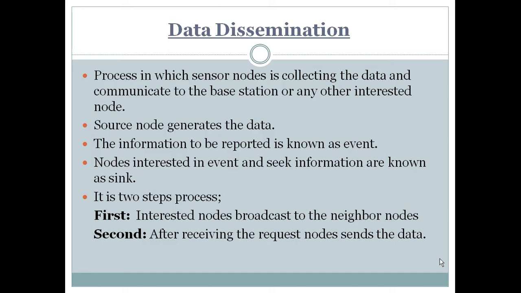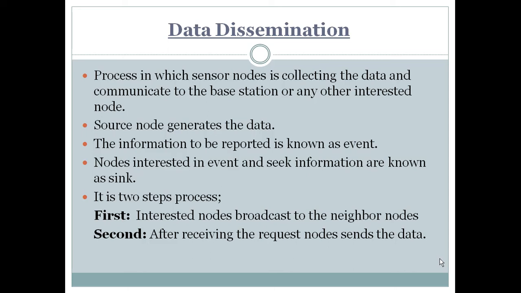Now this entire data dissemination process has two steps. In the first step, interested nodes broadcast to their neighbor nodes in the network, seeking some information or seeking the event. In the second step, after receiving the request from the sink node or the interested node, the source node starts broadcasting the data to all its neighboring nodes. So it is completely a two-step process.